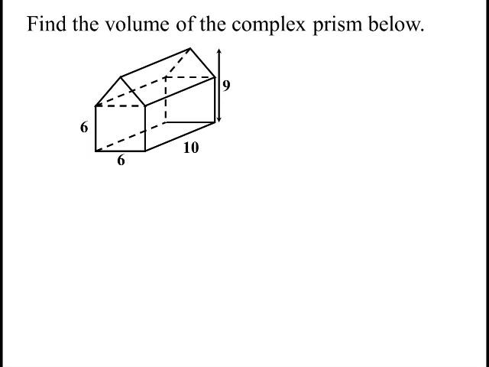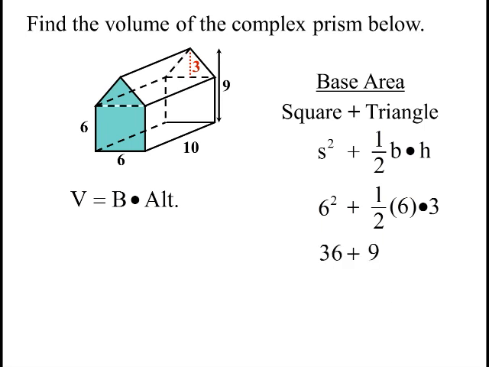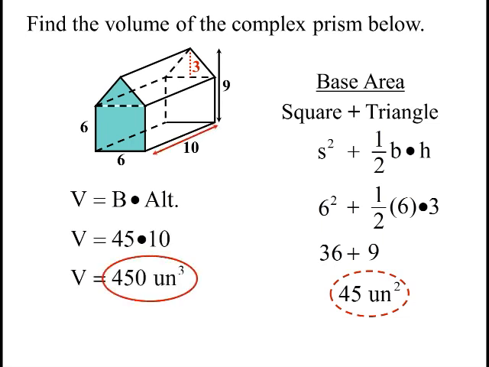You could think of this as two separate prisms. You've got a square prism on the bottom and a triangular prism on the top. Or what you could do is just find the area of the base altogether. Think of it as a square with a triangle on top. And once you find the area of that base, then you just multiply by the altitude, which would be 10. So we know the height of the triangle is going to be 3. So it looks like the base area is going to be 45. And the altitude of the prism we know is 10. So you're looking at 450 cubic units.